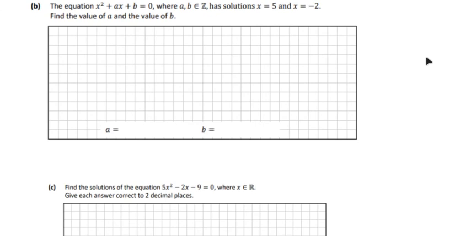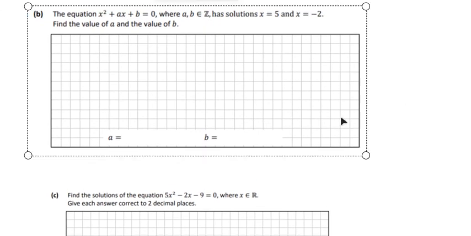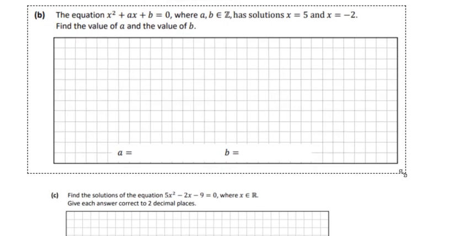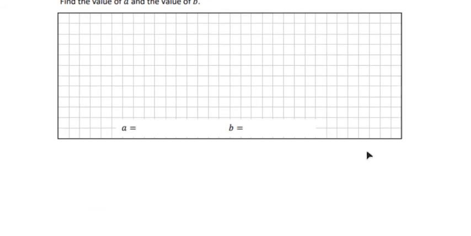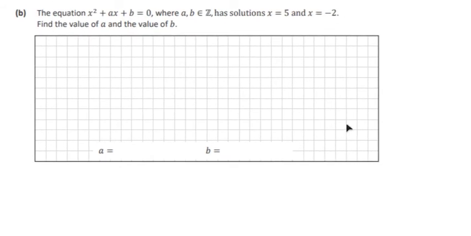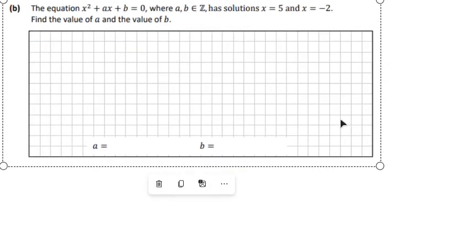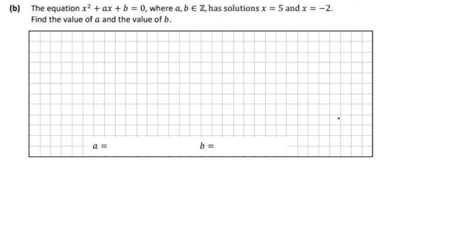The second part then, the equation x squared plus ax plus b equals 0 has solutions x equals 5 and x equals minus 2. So this isn't as straightforward, obviously. But we can use the same thing again. So x equals 5 and x equals minus 2 are both solutions of this. So let's sub in both of them anyway. Let's put a 5 in instead of the x first.